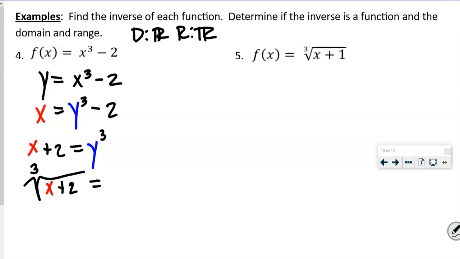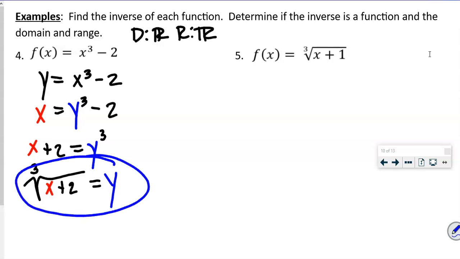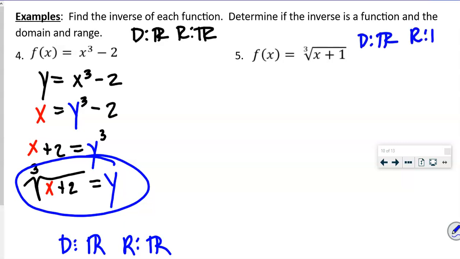And that's going to be equal to just our y, right? So that's our inverse right there, okay? Now, what do we know about cube root functions? They too have a domain and a range, domain of all real numbers, right? And a range of all real numbers, okay? So here again, cube root, this domain, all real numbers, range, all real numbers, right, y'all? Okay?